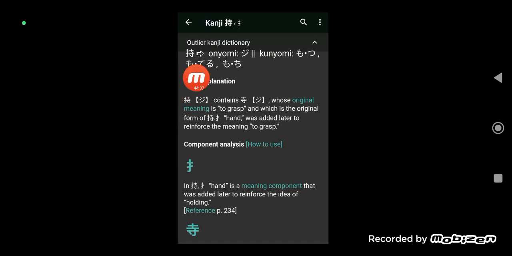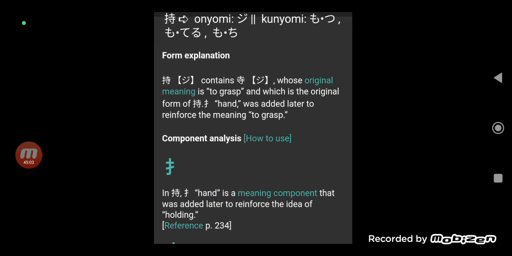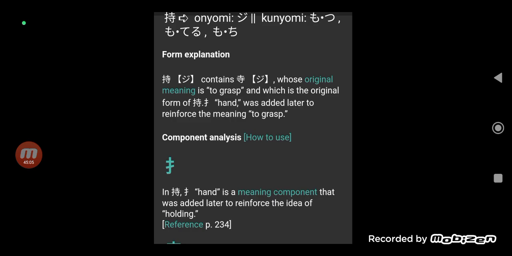Onyomi, ji, kunyomi, motsu. Again, for this particular kanji, the meaning component here is the hand. The meaning component was added later to reinforce the idea of holding something. So you see, this kanji has this part, hand. It gives us a hint that the meaning is something related to holding or grabbing something, to take something with you. Okay, so let's go back.